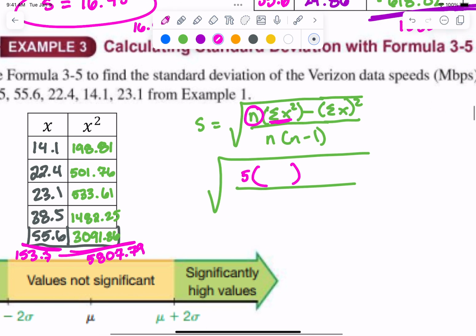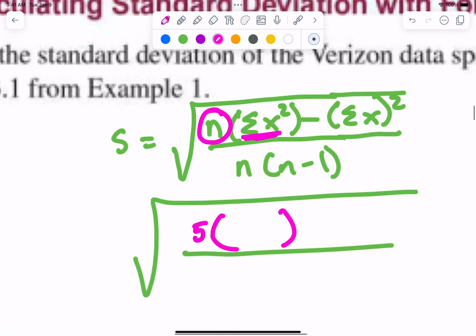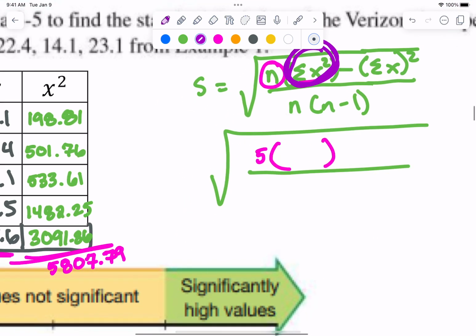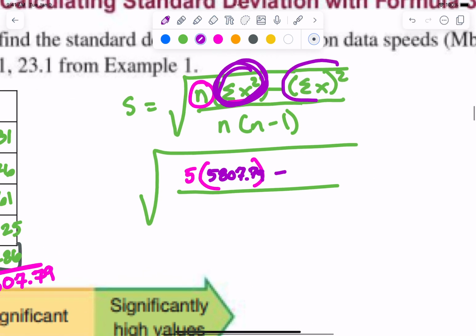Okay. All right. So this one right here, again, this is kind of tricky to read. This is the sum of all the x squared. The sum of all the x squared is the 5807 number. Okay. Minus. This one is a little bit different. This is saying the sum of all the x's. What's the sum of all the x's?